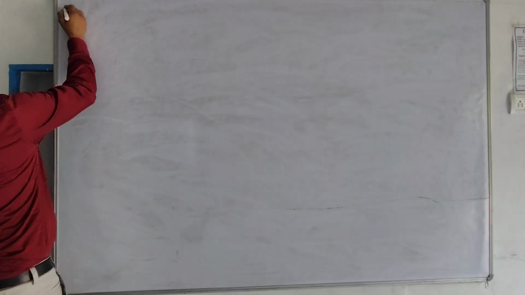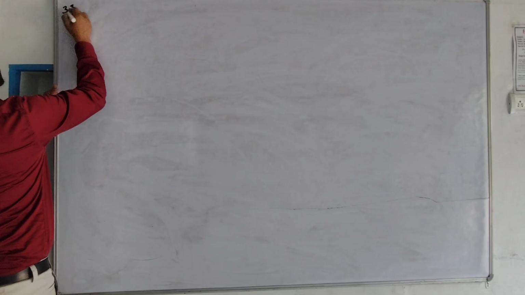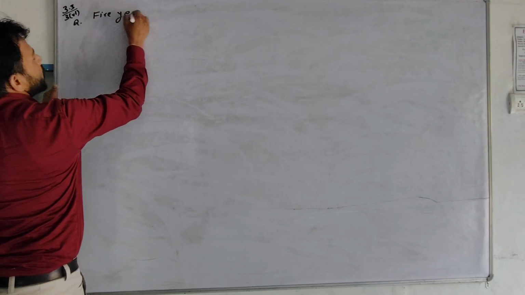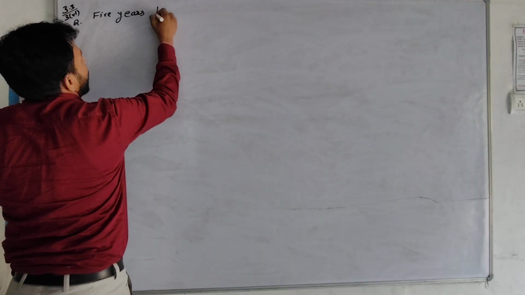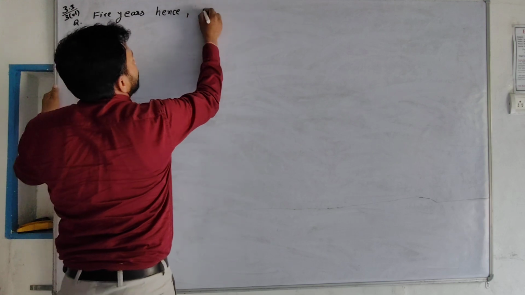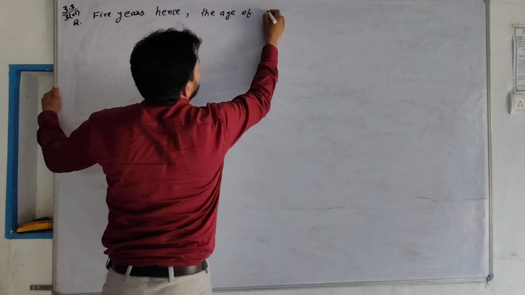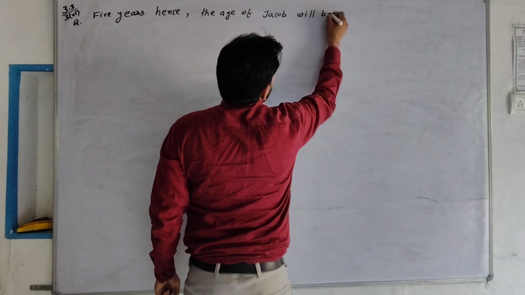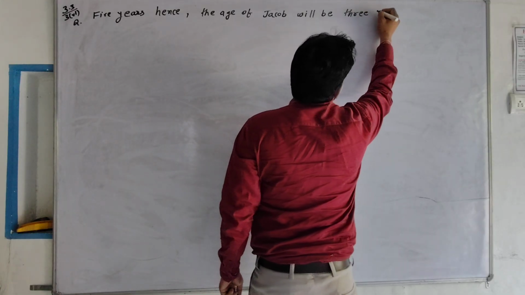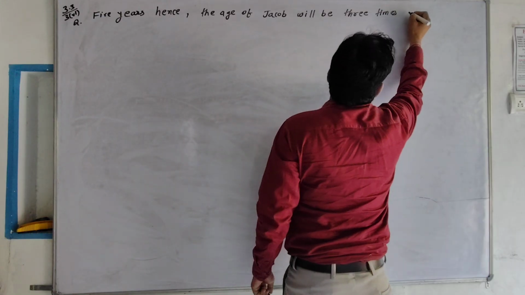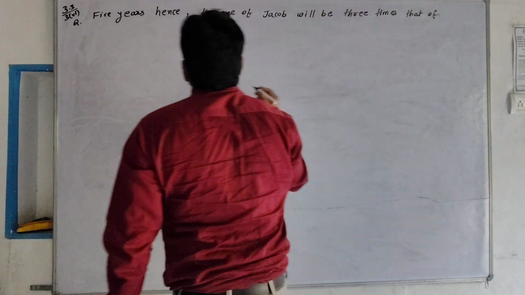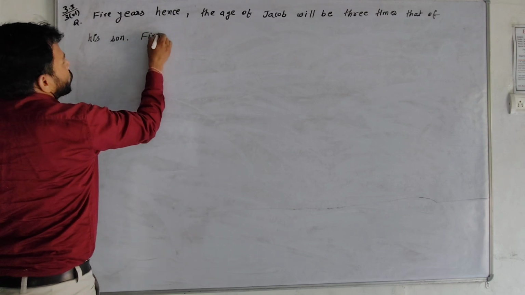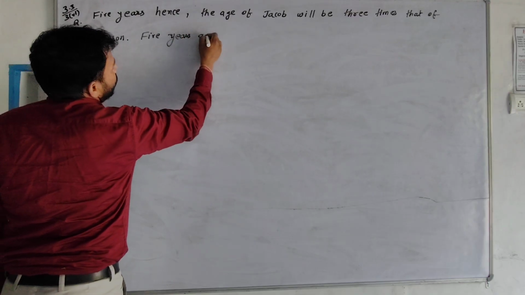The question is that five years hence the age of Jacob will be 3 times that of his son five years ago.